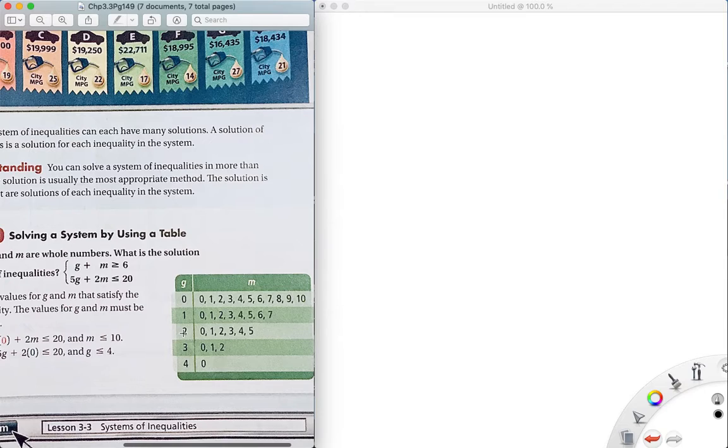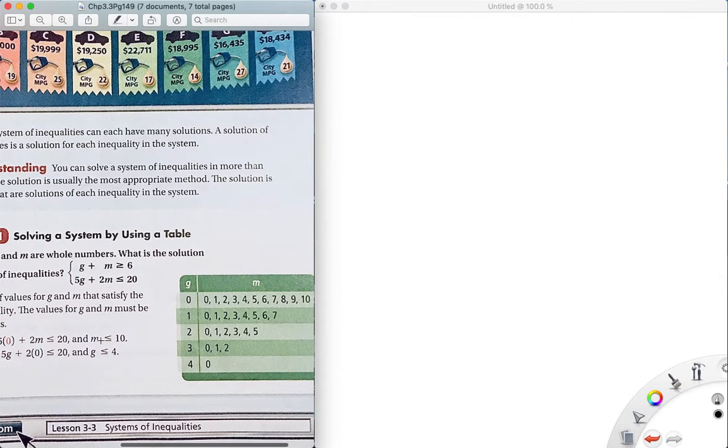So if you look over here, and they're doing whole numbers, you have 0 for their g, and you have everything less than or equal to 10 down to 0. So they go 10, 9, 8, 7, 6, all the way to 0, because it's less than or equal to 10. Then for 1, it's less than or equal to 7. For 2, it's less than or equal to 5. For 3, it's less than or equal to 1. And for 4, it's less than or equal to 0, and they go to 0.